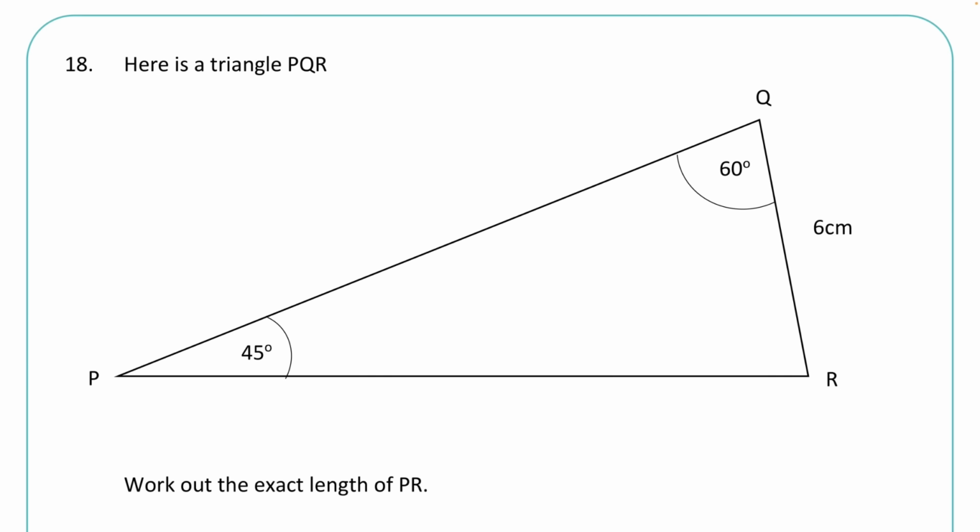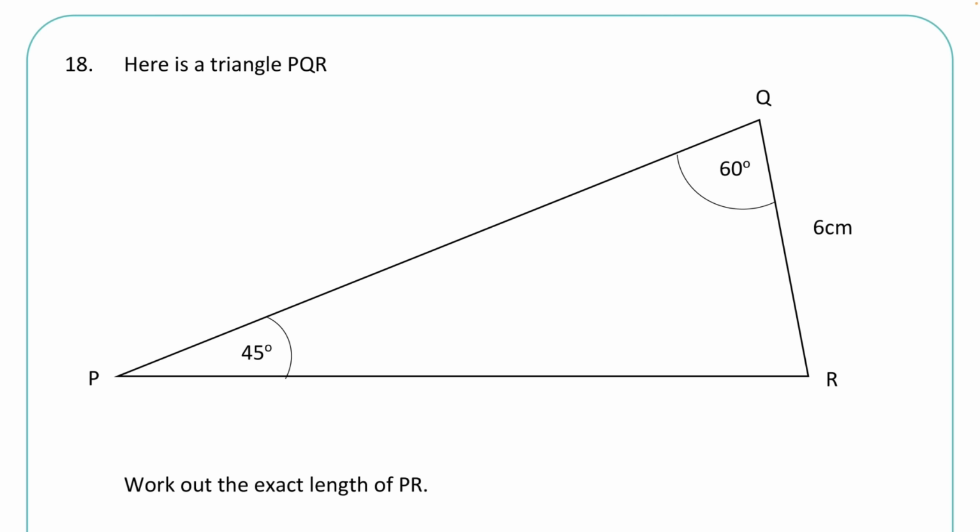Okay, so in this question it says here is a triangle, PQR, and we can see the triangle there. We've got 2 of the angles and the length of 6. And it says work out the exact length of PR. Now, of course, questions like this, hopefully you've seen previously, are questions that you would normally expect to see on a calculator paper end up appearing on a non-calculator paper.